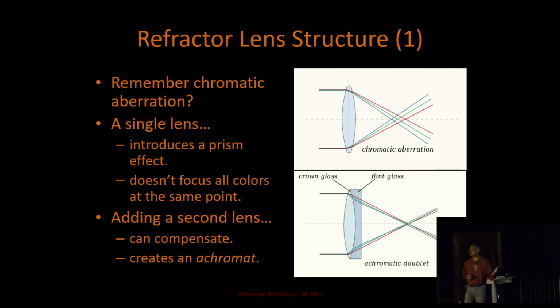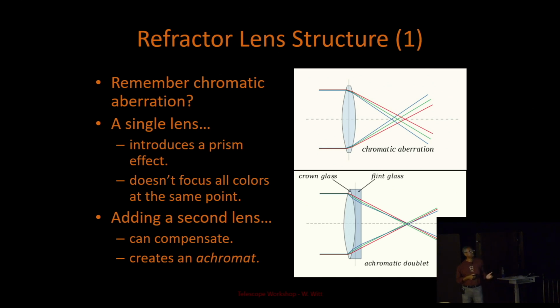So we talked about the prism effect, right? Where when light passes from one medium to another, it bends, and that's what the lens is doing. But how does a prism work? Different colors, or different wavelengths of light, bend at different angles. So if you just have a lens here and the light is bending, different colors are bending at different angles, so they don't all focus at the same point. And that's what we call chromatic aberration.